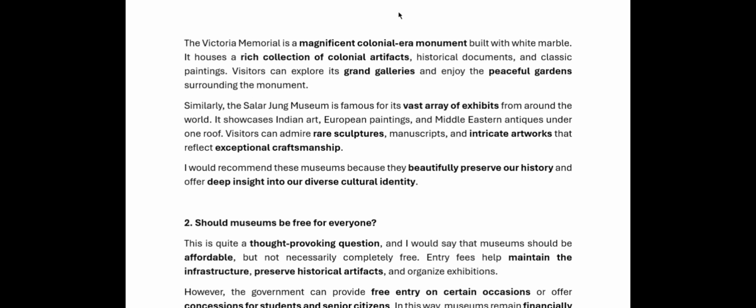Then, in order to show their artisanship, the word is craftsmanship. You conclude your answer by saying, I would recommend these museums because they beautifully preserve our history and offer deep insight into our diverse cultural identity. Question number 2. Should museums be free for everyone?